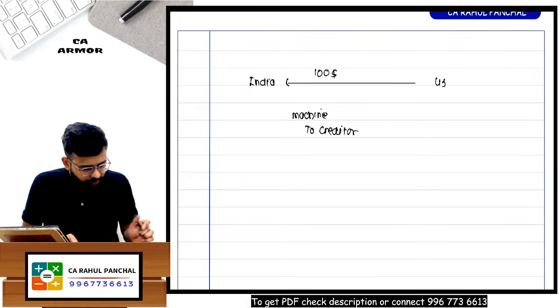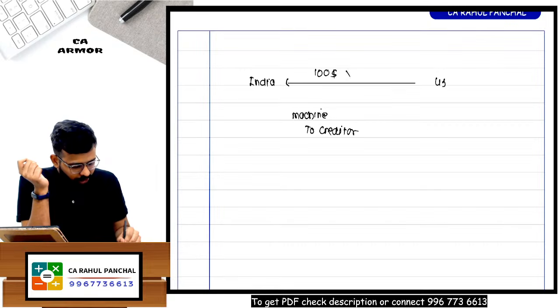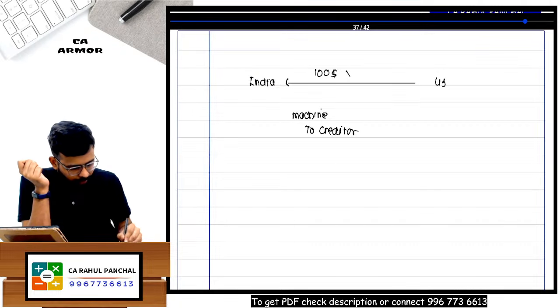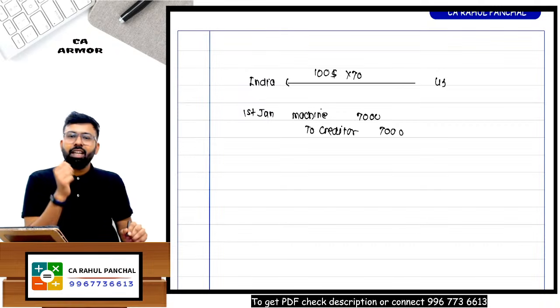But now in this case, you need to understand that the exchange rate was, let us say, 70 rupees as on that date. So I have recorded it for 7,000. There is no problem. This is 1st Jan, let us say. Now what will come? Balance sheet date will come.